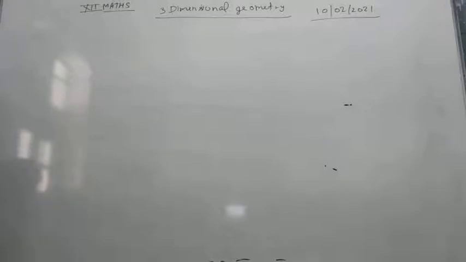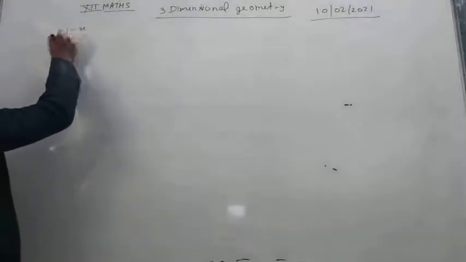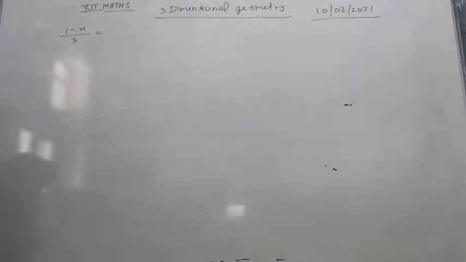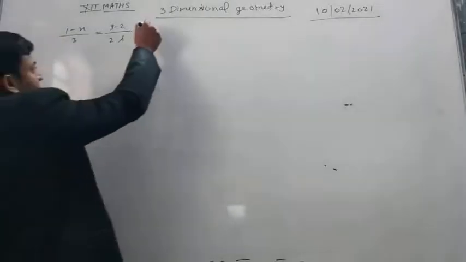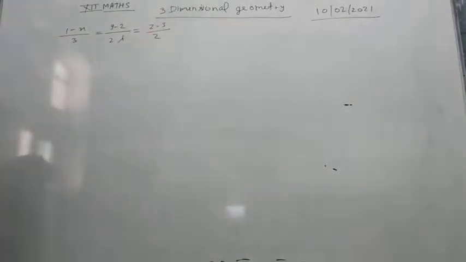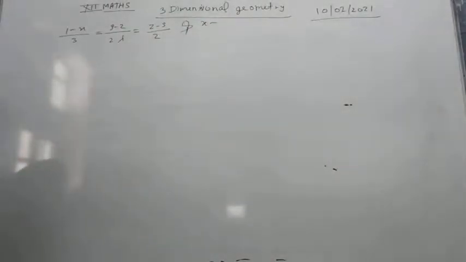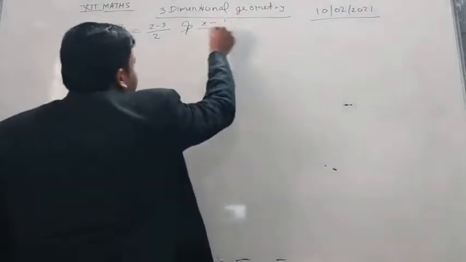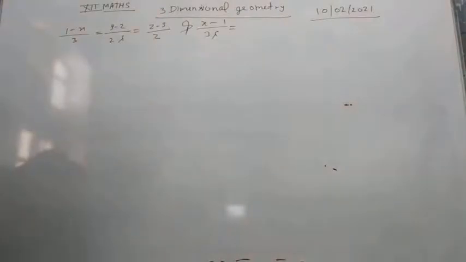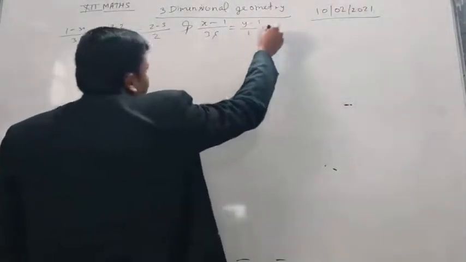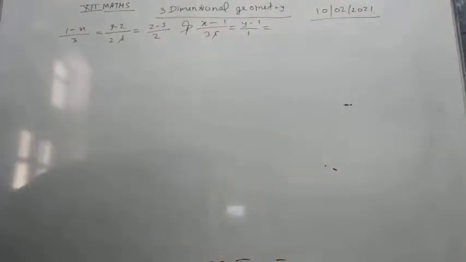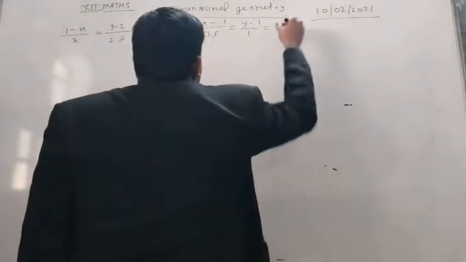Find the value of lambda so that the lines (1 minus x) by 3 is equal to (y minus 2) by 2 lambda is equal to (z minus 3) by 2, and students, the second line (x minus 1) by 3 lambda is equal to, students, (y minus 1) by 1 is equal to (6 minus z) by 7. Okay, students.